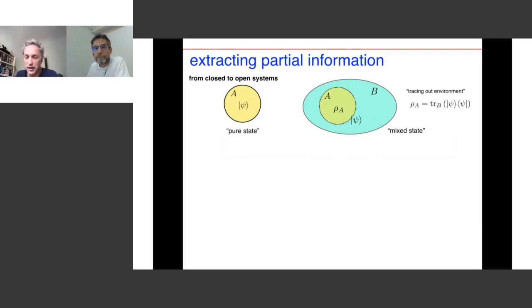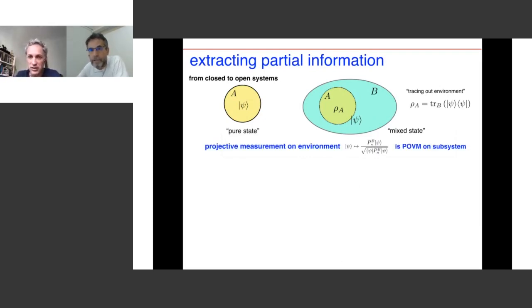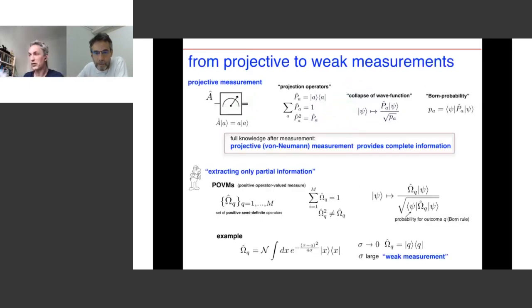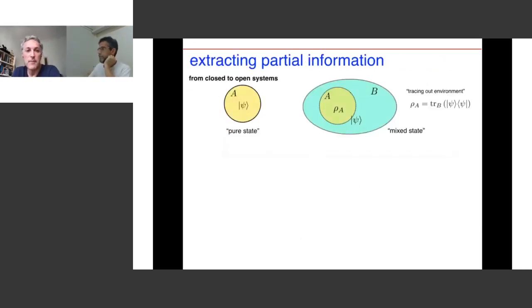Tobias, may I ask a question about the last part of the previous slide? Yes. Do you require to describe these POVMs that you use in a non-square integrable basis? Because the X basis is not. No, no. You can do it with spin also. Okay. Yeah. Thank you.